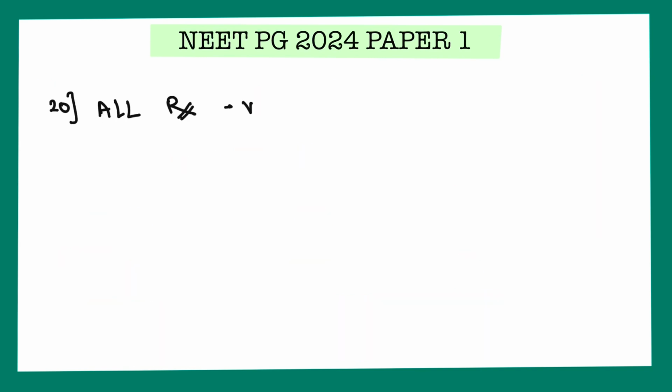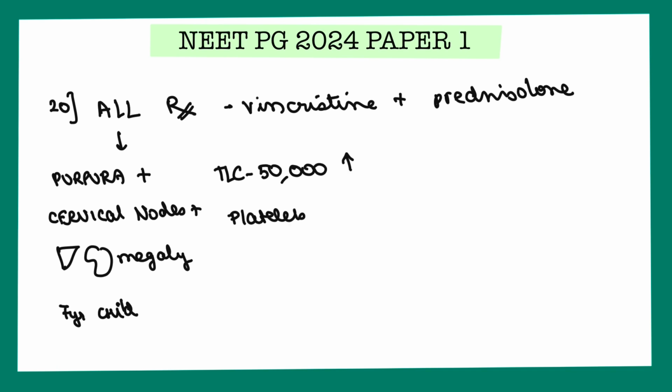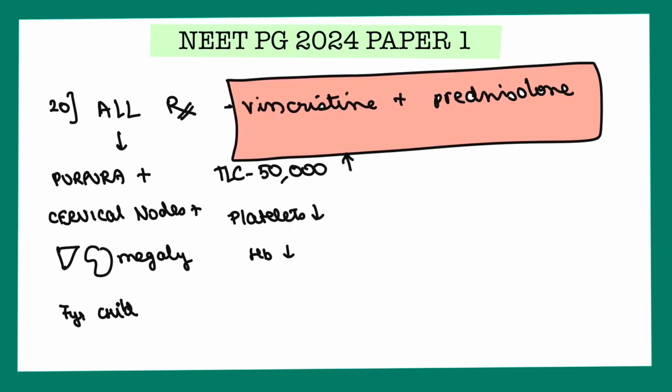Next, ALL treatment they have asked. They have given clinical features like purpura, cervical lymphadenopathy, hepatosplenomegaly, and it is a 7-year-old child also. TLC having 50,000. Next question on thrombocytopenia and anemia. Like testing of ALL, and treatment is nothing but vincristine, as well as the gene mutation they have asked, which is nothing but PML-RARA.